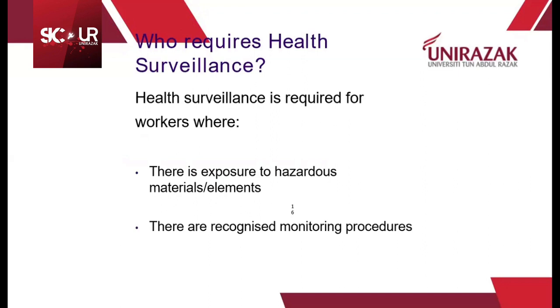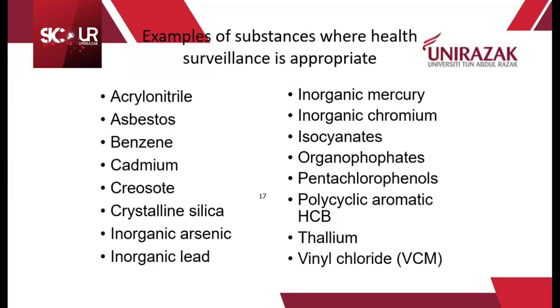Who requires health surveillance? Health surveillance is required for the worker where they are exposed to the hazardous material or element. They have recognized monitoring procedure. So example of the substance where health surveillance is appropriate. So ada beberapa elemen yang bila kita detect dalam monitoring, so kita kena check juga kepada worker lah untuk kita elakkan: acrylonitrile, nitrile, asbestos, benzene, cadmium, creosote, crystalline silica, inorganic arsenic, inorganic lead, inorganic mercury, inorganic chromium, isocyanate, thallium, vinyl chloride. So ada 16 elemen yang kita boleh kesan lah.